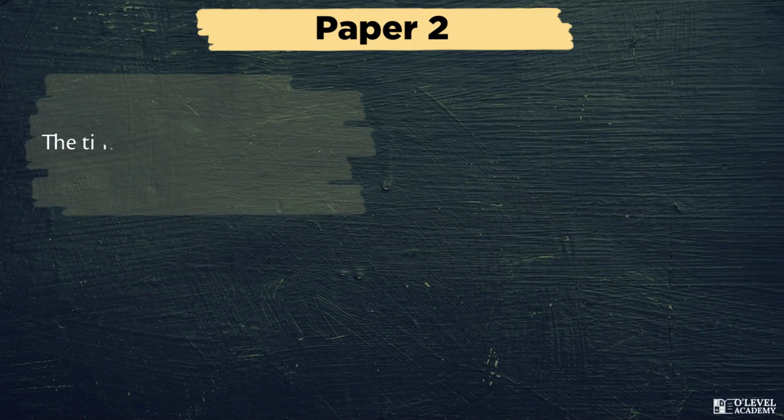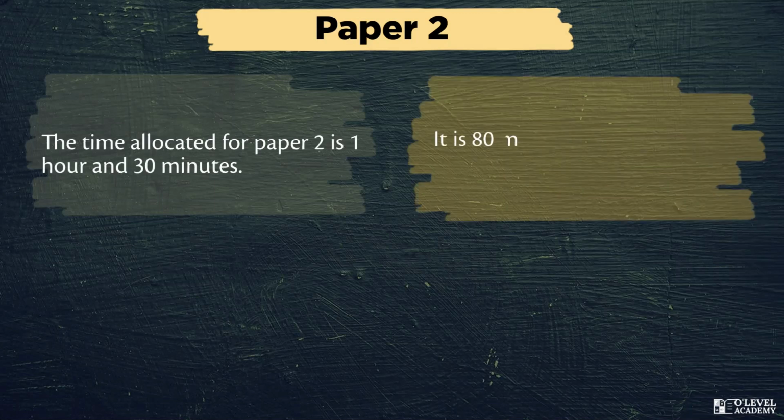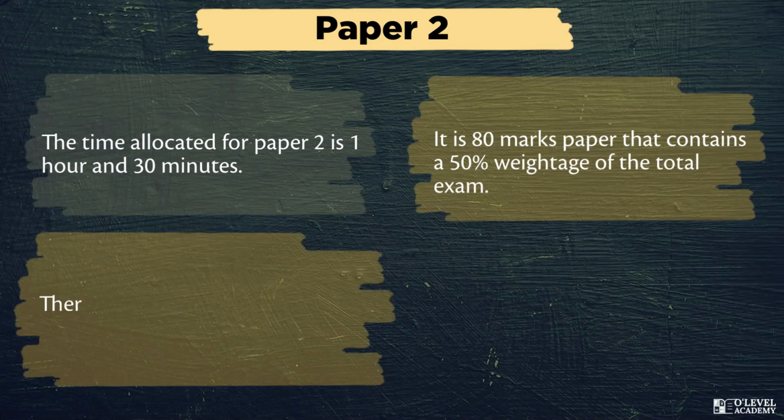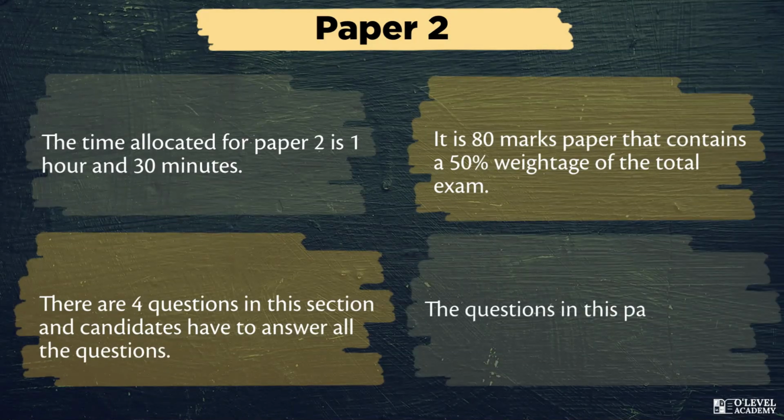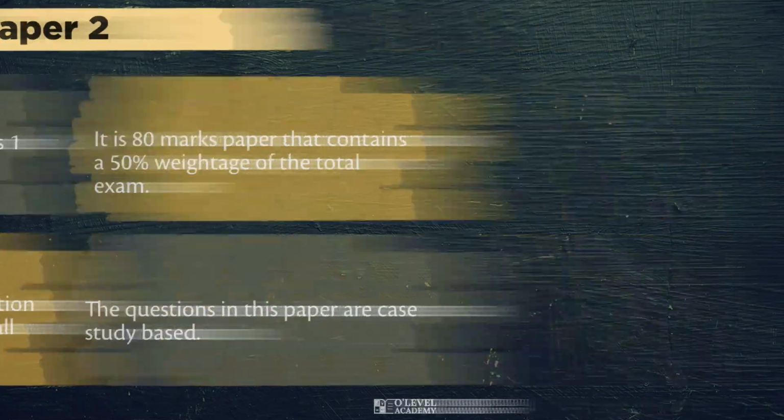Paper 2. The time allocated for Paper 2 is 1 hour and 30 minutes. It is an 80 marks paper that contains a 50% weightage of the total exam. There are 4 questions in this section and candidates have to answer all the questions. The questions in this paper are case study based.